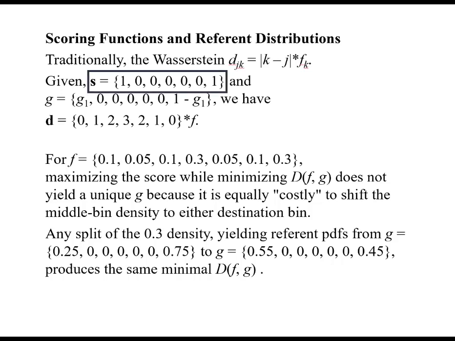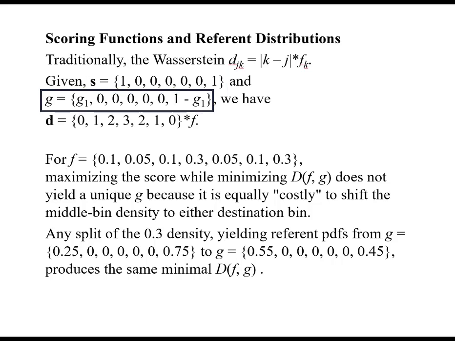So given our scoring function for extreme value response style, and given the resultant G that we have, which has G1 down at the bottom and 1 minus G1 up at the top, our Wasserstein d's have 3 in the middle because we have to shift the density from the middle 3 bins up or 3 bins down to get it to the ends, and then 2 and 1 and 0, again representing the number of bins that we have to shift density from if we're going to put the density down to the bottom or put it up to the top, the least distance there.